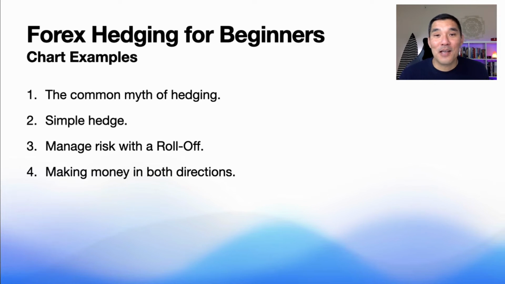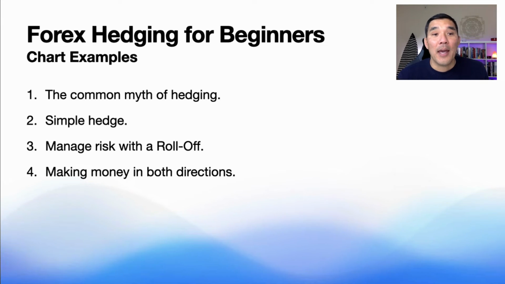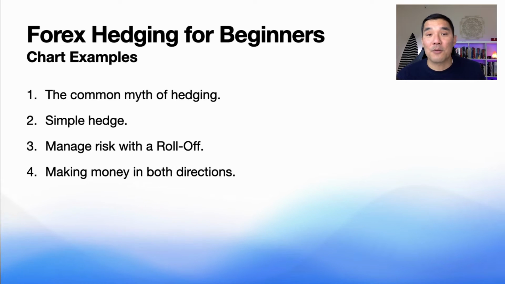All right, that's enough of the slides for now. Now I'm actually going to jump on the charts and show you some of these concepts in action so you can get an idea of how this works. And I'm going to give you 4 examples of hedging. So number 1 is going to be the common myth of hedging. Number 2 is a simple hedge. Number 3 is the concept of a roll-off, which is very powerful. And number 4, I'm going to show you an example of making money in both directions.